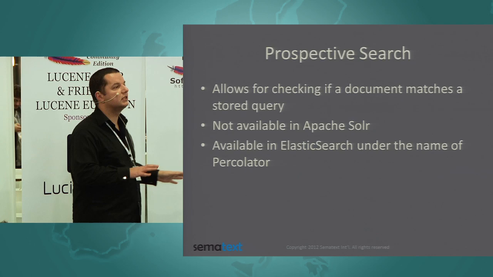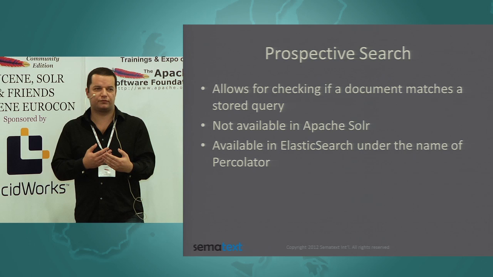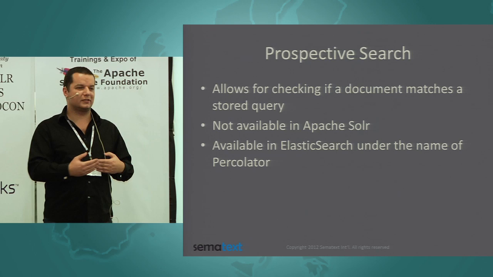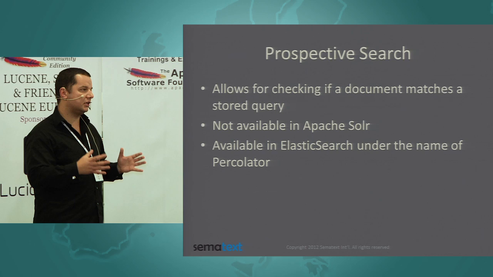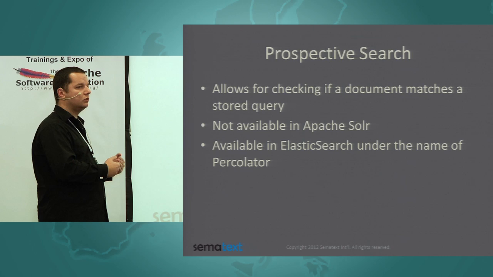Now, the thing that is not available in Solr is prospective search, called a percolator in Elasticsearch. It allows you to inverse the searching. Instead of querying for documents, you send the document and get queries as a result. You store queries in an index called percolator, an in-memory index. You send a document, and Elasticsearch returns the queries you registered that match the given document.